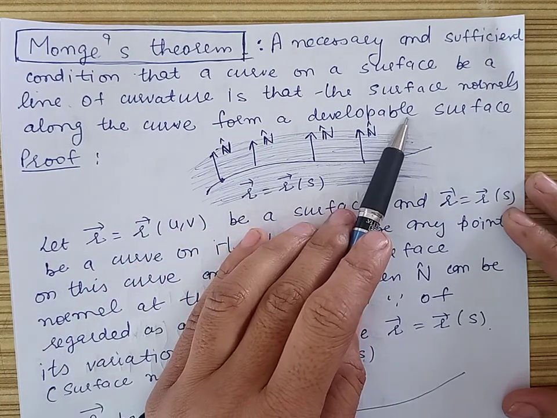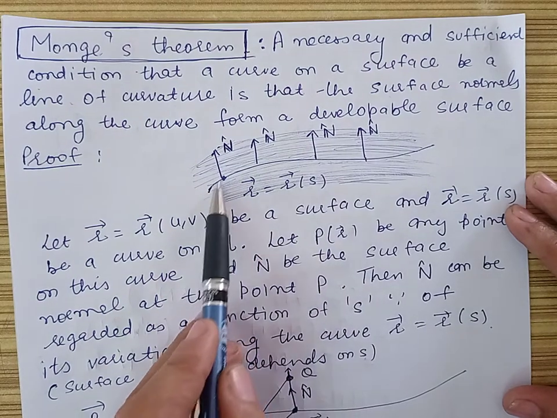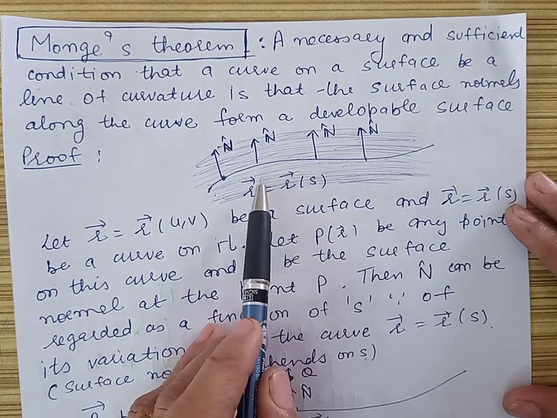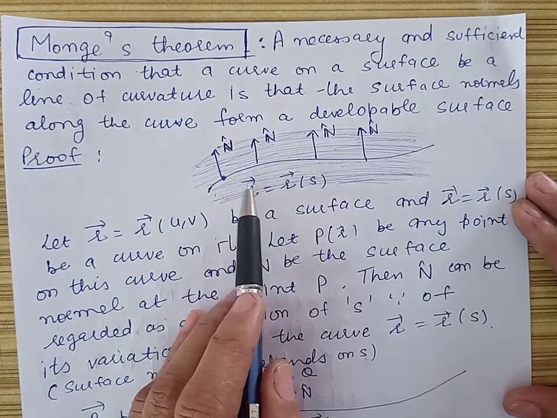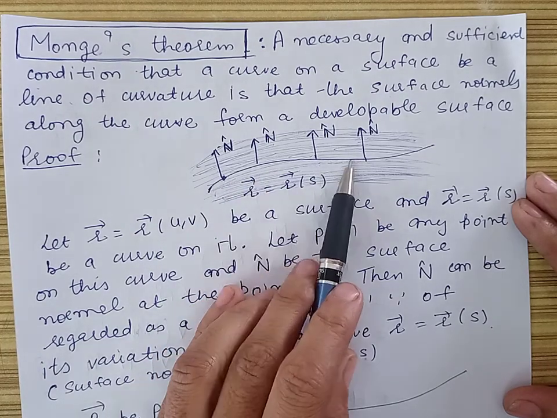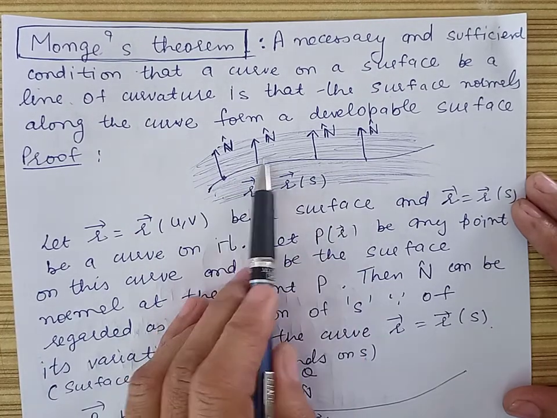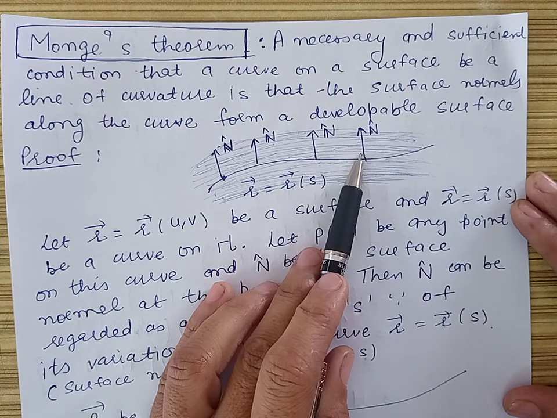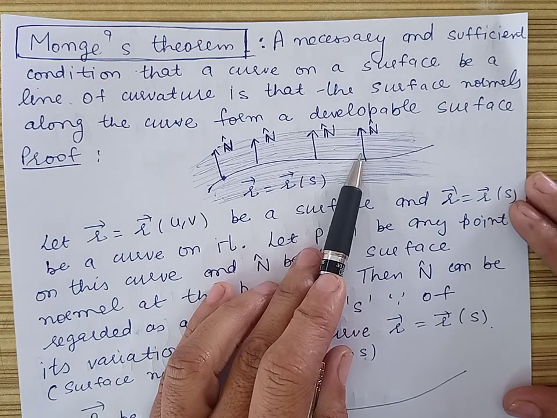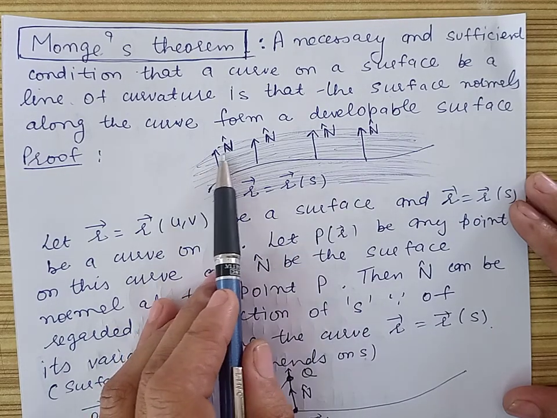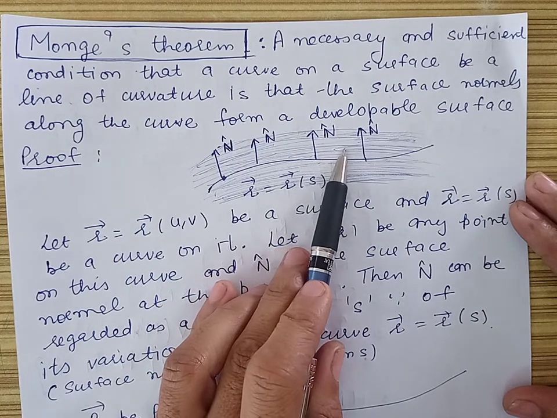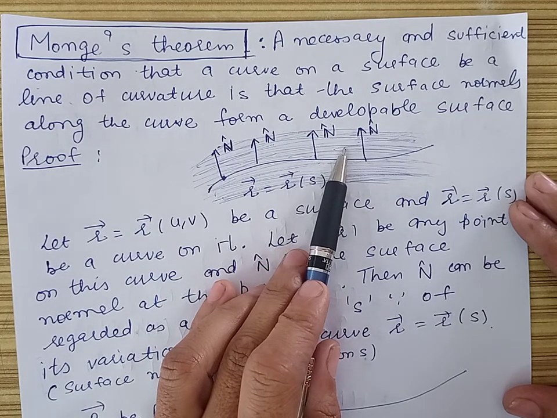It means if we take a surface and we take a curve on this surface, and if we draw normals at every point on the curve, then the surface generated by these surface normals should be a developable surface.